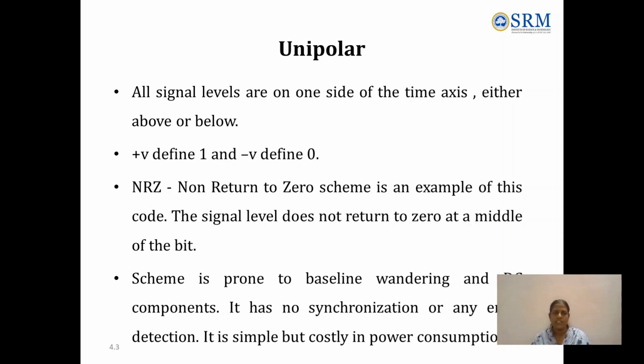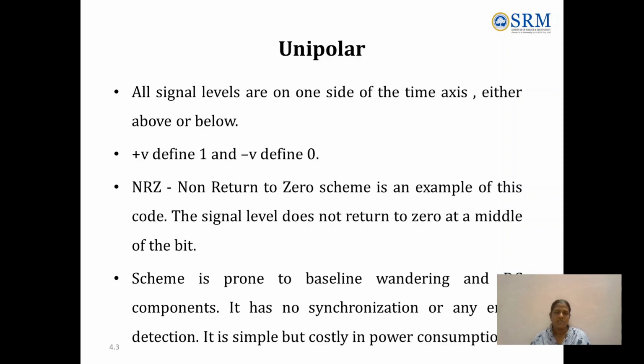In the unipolar technique, all the signals will be represented on one side of the time axis, either above or below. For the bit position 1, we represent it in unipolar as a positive voltage, and 0 is represented as a negative voltage. Non-return to zero is an example of a unipolar technique where the signal will not return to zero at the middle of the bit position.